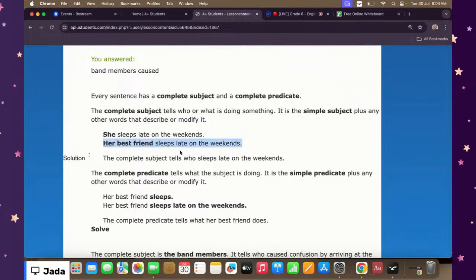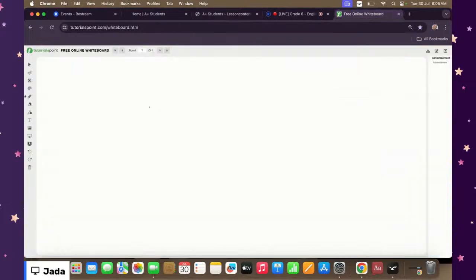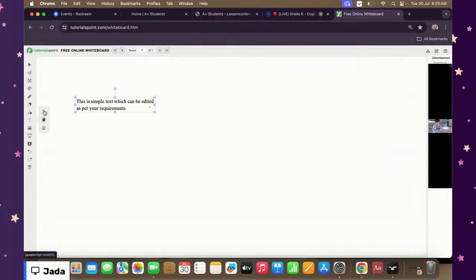Her best friend sleeps late on the weekend. Now, who is the subject in that sentence? The subject is her best friend. Because if you're asking who sleeps late on the weekend, her best friend. So her best friend now stands as the subject in that sentence. Okay. Now the complete subject tells us who sleeps late on the weekend. Exactly. So it's letting us know that it's either her or her best friend that is sleeping late on the weekend. So let's move on and just have some examples here.